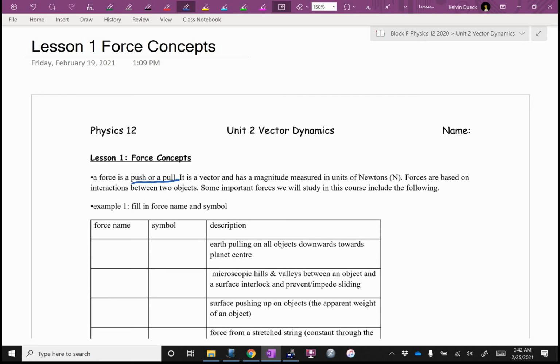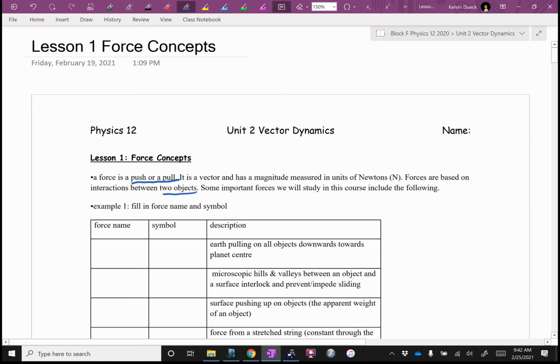Forces are based on interactions between two objects. Now what that means is not only that forces come in pairs, it means if you had an object in deep space by itself with no other gravitational fields around, no planets, no stars, nothing, then that object cannot experience a force. A force has to be an interaction between two objects.